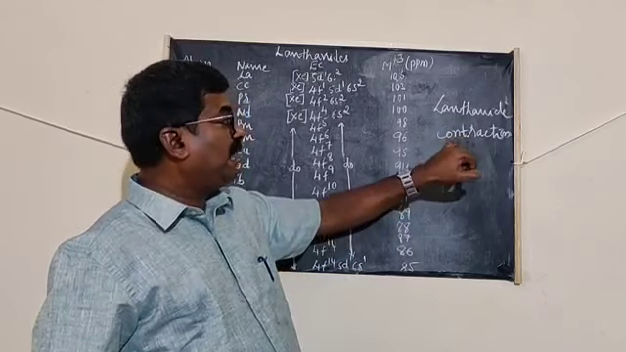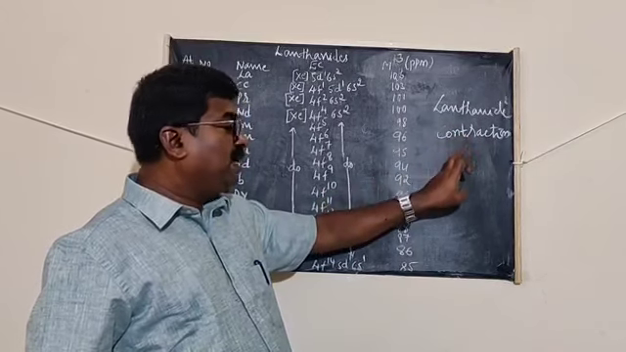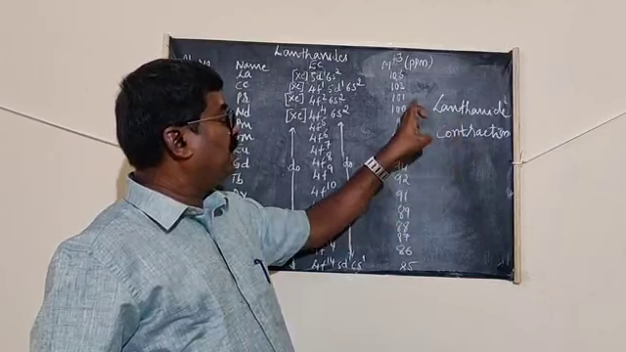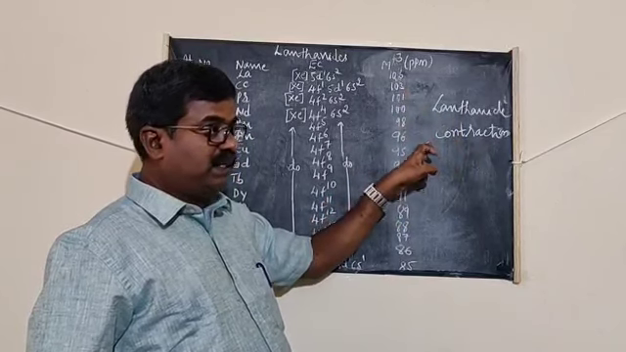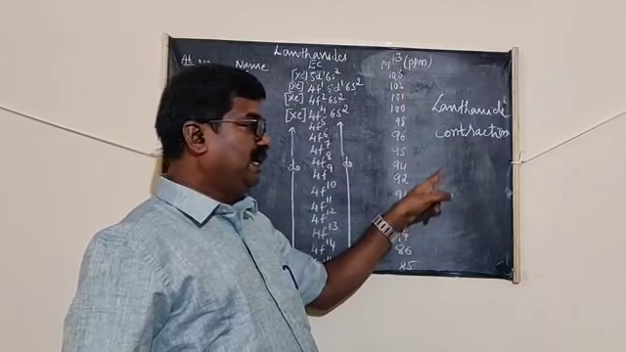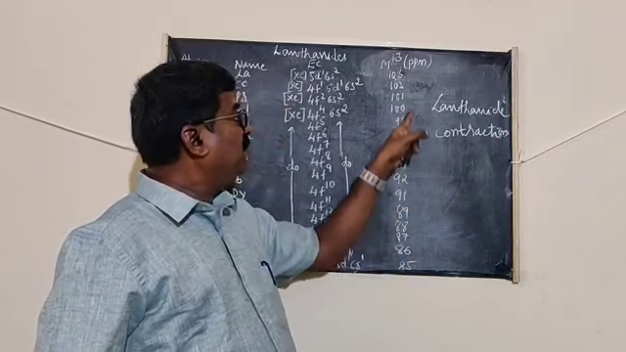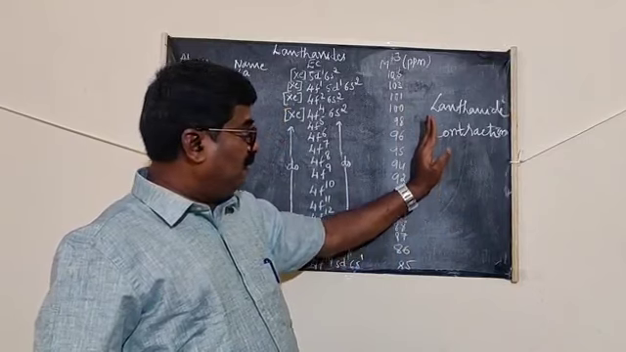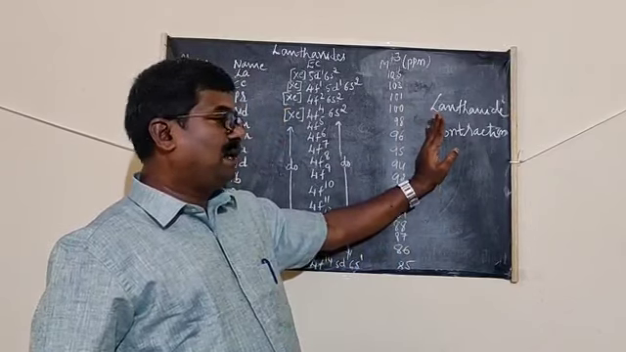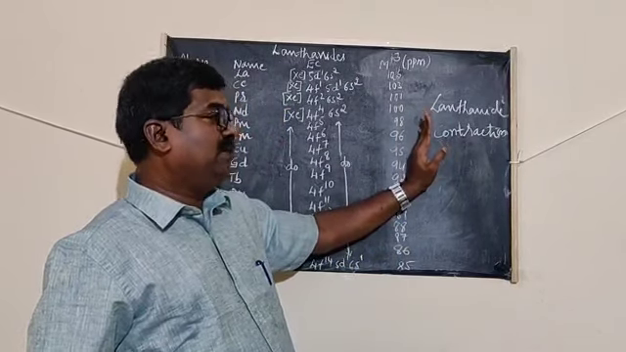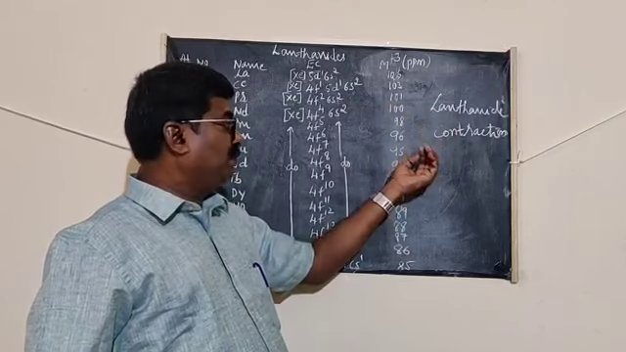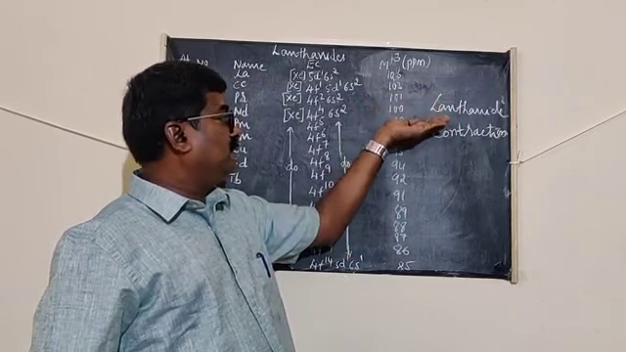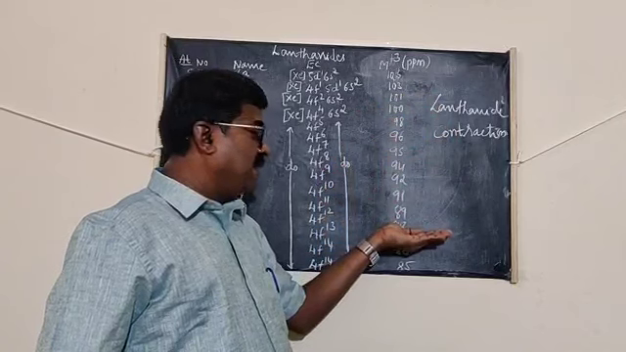This is attributed to the imperfect shielding of electrons within the shell. This imperfect shielding is due to the shape of the f orbitals. That means these f electrons are imperfectly shielded within the shells. Therefore the size of the ion decreases.